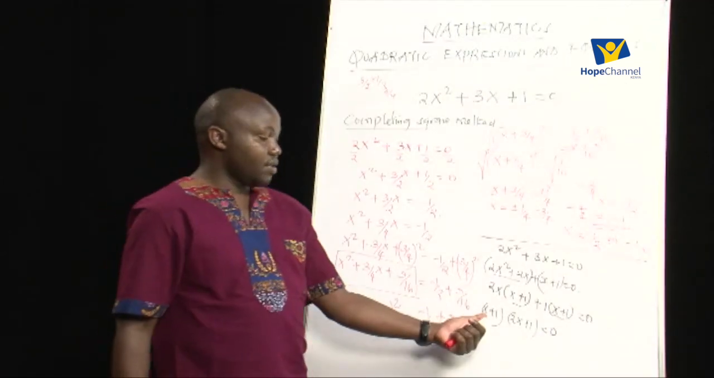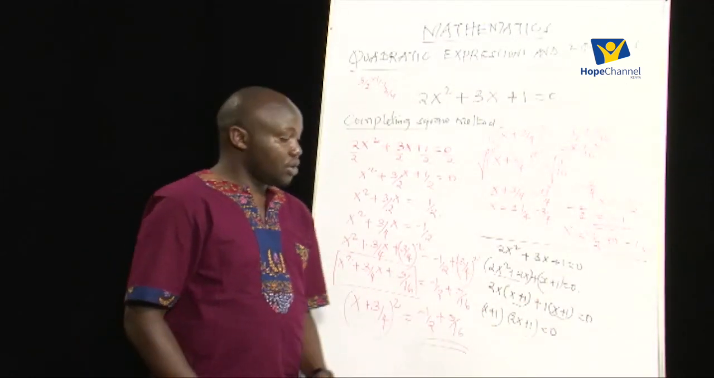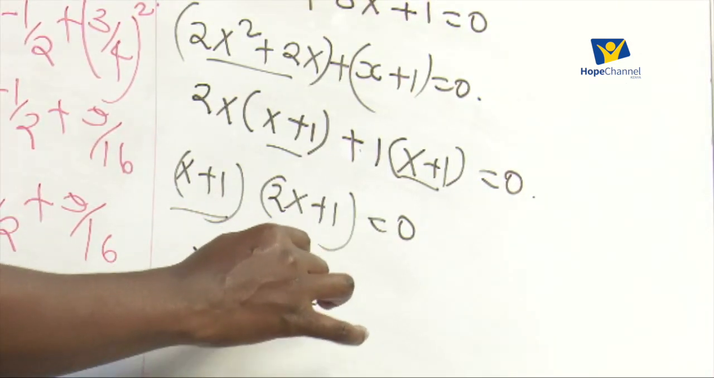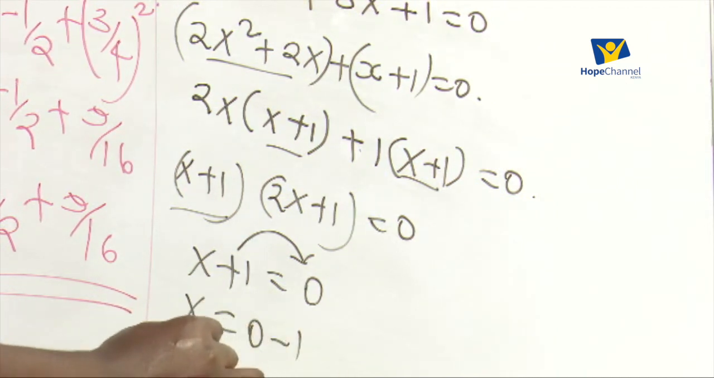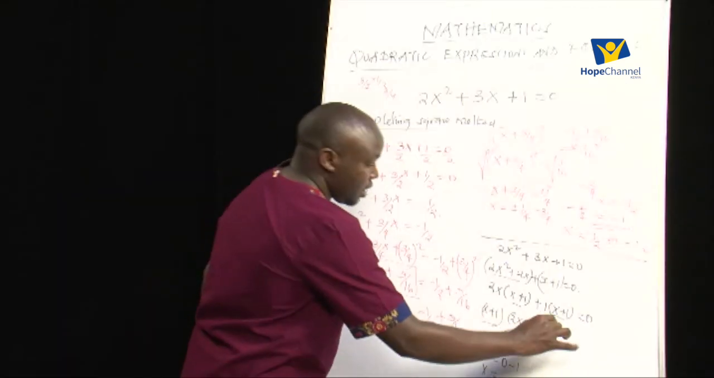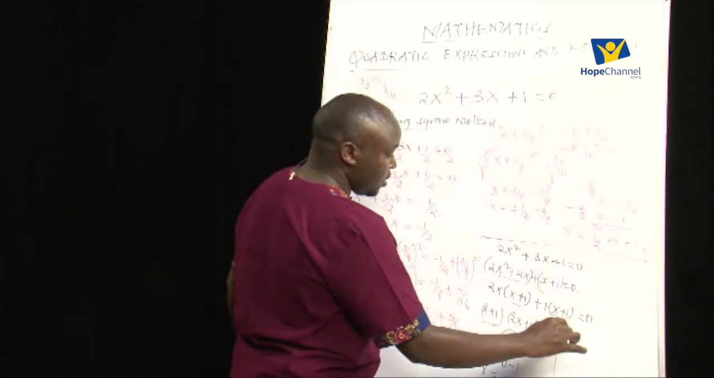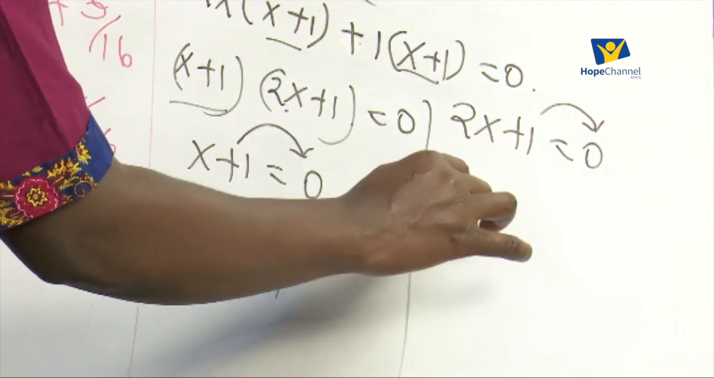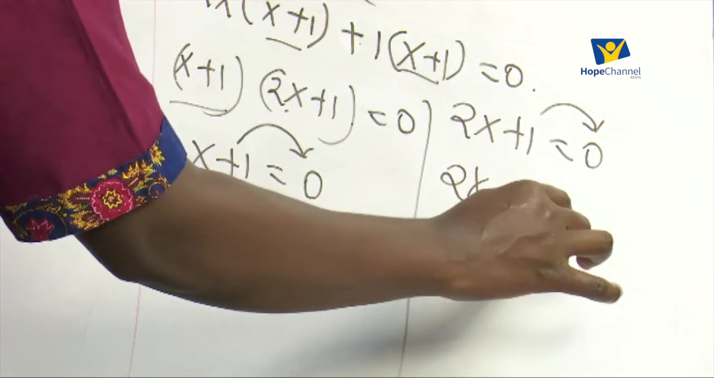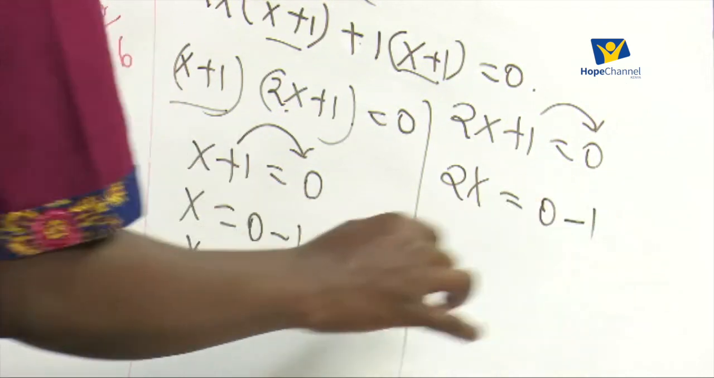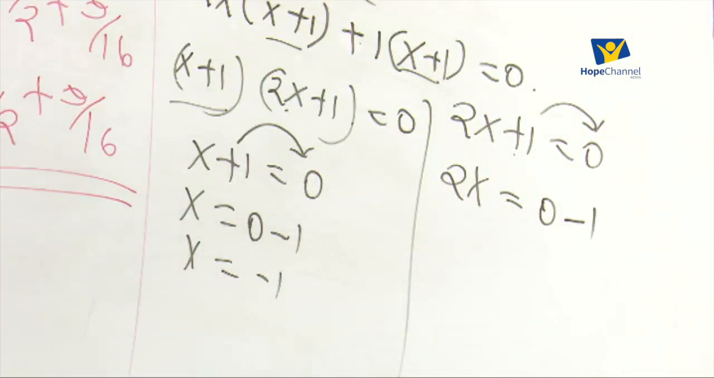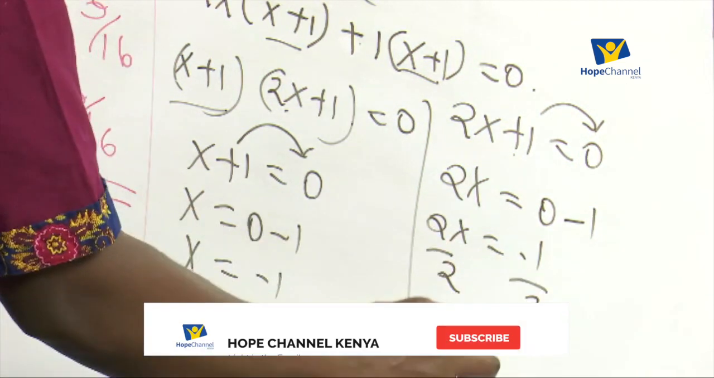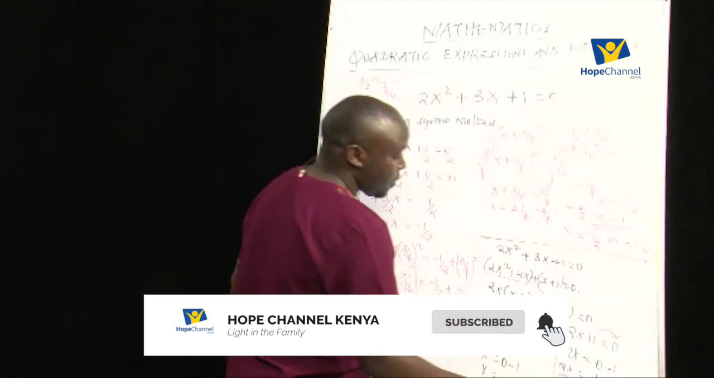Now for you to solve for the unknown x, you equate each bracket to 0. So let me start with the first one. x plus 1 equals 0. So 1 goes to the other side, x will be 0 minus 1. So my x will be negative 1. Then the other one is 2x plus 1 equals 0. So take 1 to the other side of the equation. I'm going to have 2x equals 0 minus 1, because this is positive, it goes there and becomes negative. So I'm going to have 2x equals negative 1. Divide both sides by 2. So my x there is negative a half.